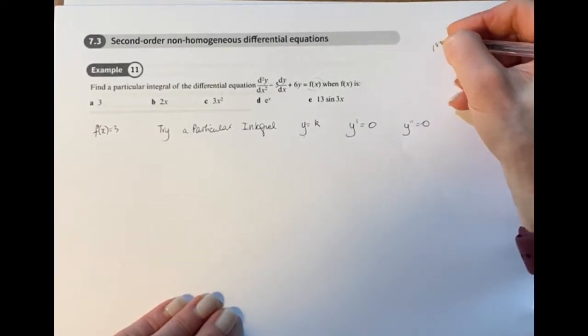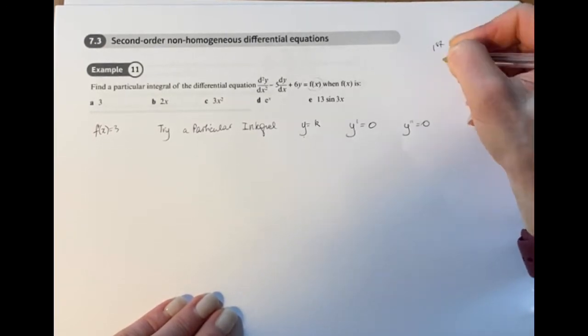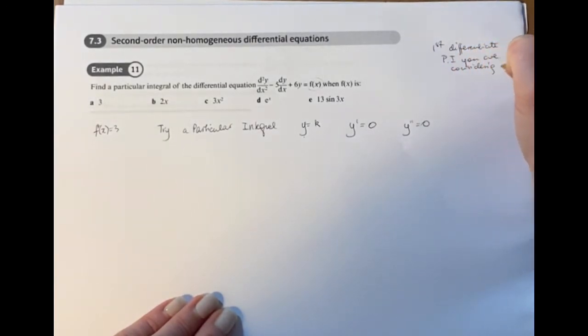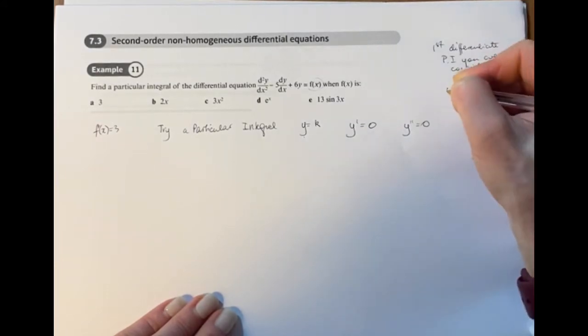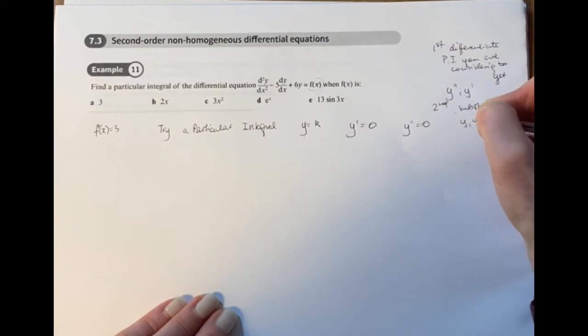So first, differentiate the particular integral you are considering to get y dash and y double dash. Now the second thing is to substitute y dash and y double dash into the equation you are solving.